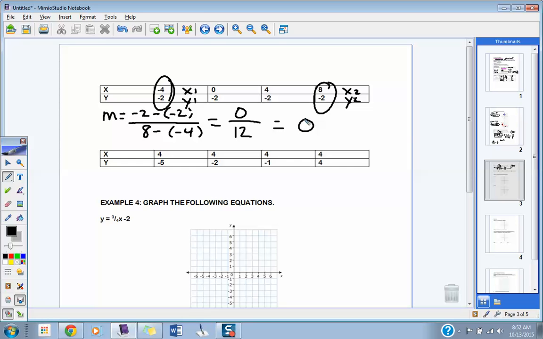So for this particular example, you might want to write down, this is a horizontal line. And anytime you have a horizontal line, what's the slope value going to be? Slope is 0. Anytime you have a horizontal line, the slope will always be 0 because the y values did not change.